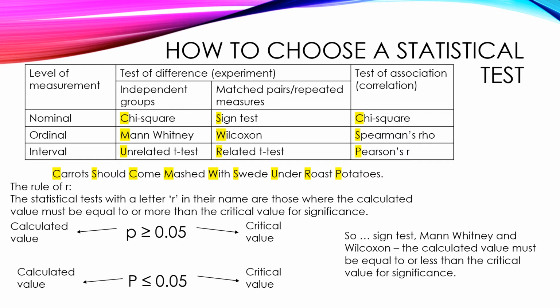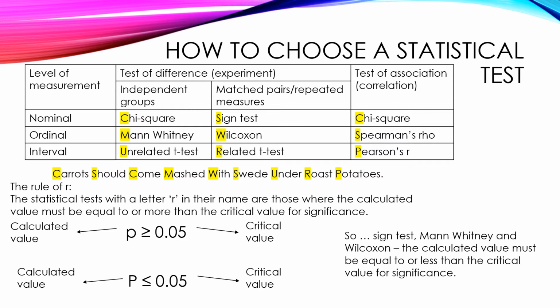Or are they looking for a test of association, so correlation, something like as the number of hot chocolates decreases, the weather is warmer. Okay, so as one thing goes up, the temperature outside, another thing comes down, the sale of hot chocolates, for example. And the way to remember where each of these statistical tests fits in the table is by using this acronym of carrots should come mashed with swede under roast potatoes. So that determines each of the first letters and helps you to remember where these tests fit. And we also have this thing called the rule of R.